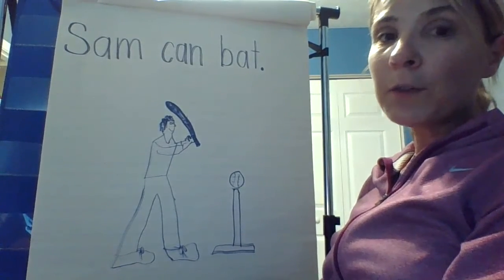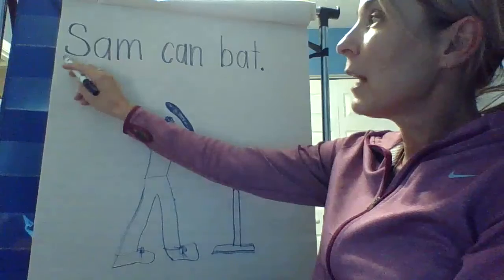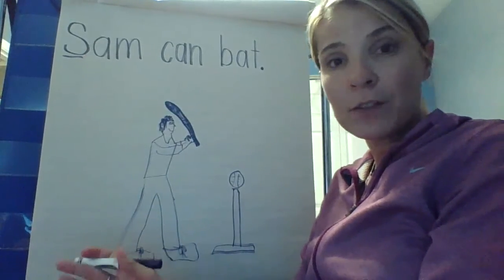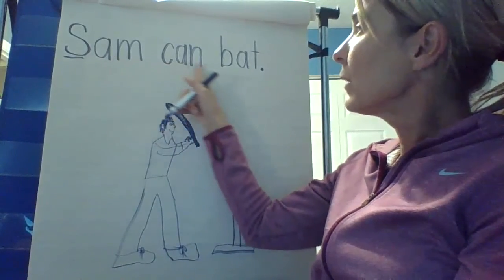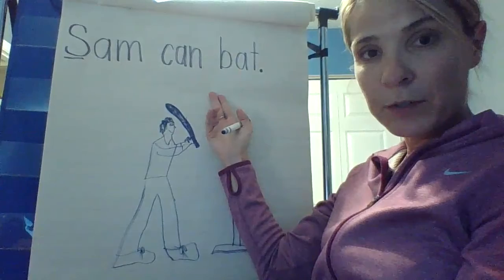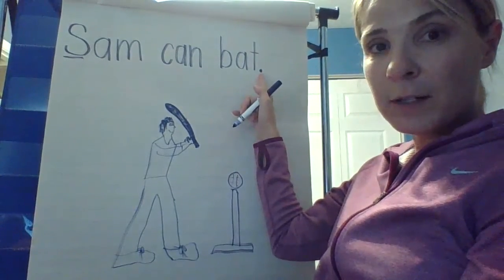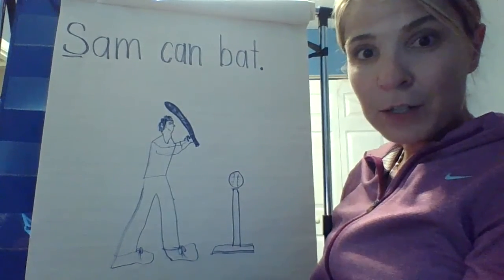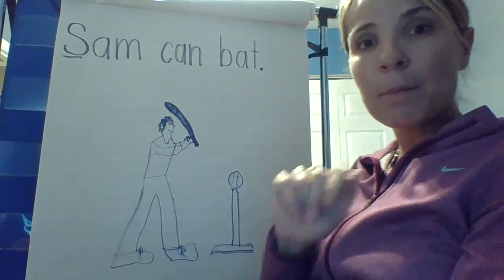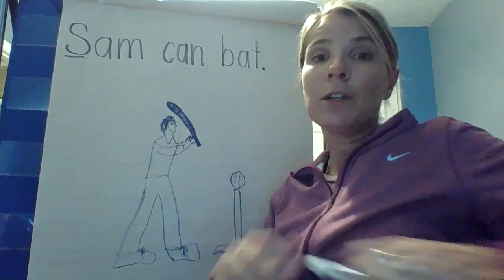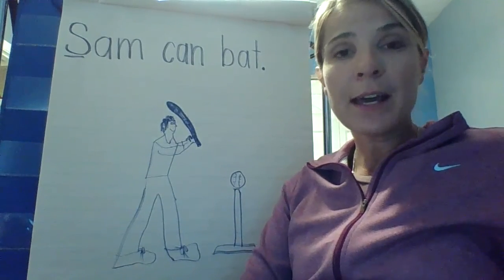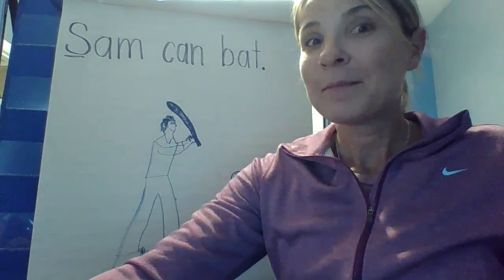They have to check for a few things. 1, do you have a capital S? You always have to start with a capital at the beginning of your sentence. All the other letters are lowercase right now. Do you have space between your words? Do you have a punctuation mark? The last, you have to make sure that you read it with your finger. Sam can bat. Perfect. So if you have something different, you can do Sam can paint. Sam can ride a bus. All right. That is the end of our video.